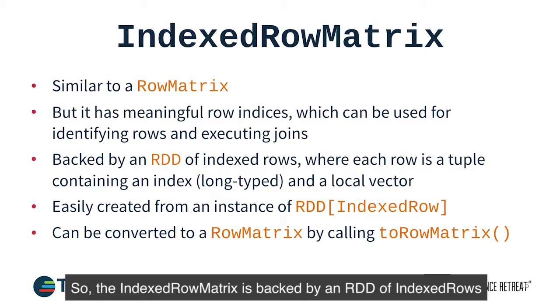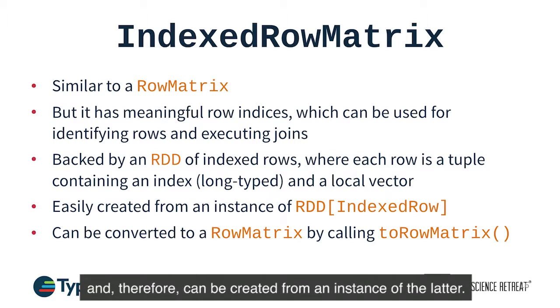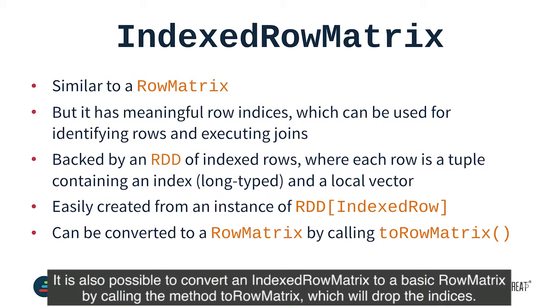So the indexed row matrix is backed by an RDD of indexed rows, and therefore can be created from an instance of the latter. It is also possible to convert an indexed row matrix to a basic row matrix by calling the method toRowMatrix, which will drop the indices.